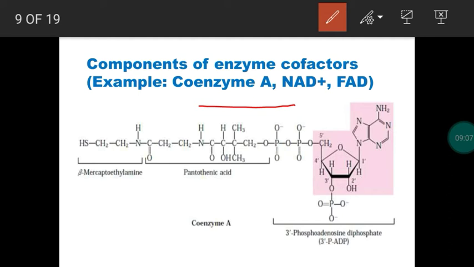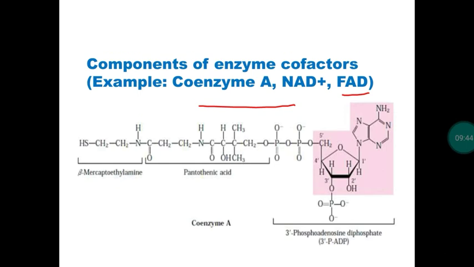Coenzyme A, NAD plus, FAD. Right. So these are the components of enzyme cofactors. That means coenzymes will induce the biological activity of enzymes. NAD plus means what? We already studied in 11th lesson, hydroxy compounds, in the biological oxidation process. NAD plus means nicotinamide adenine dinucleotide. So coenzyme. Then FAD means flavin adenine dinucleotide. So these are all coenzymes.